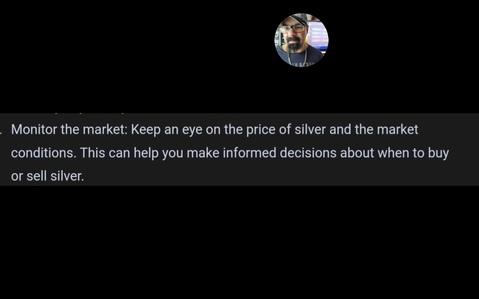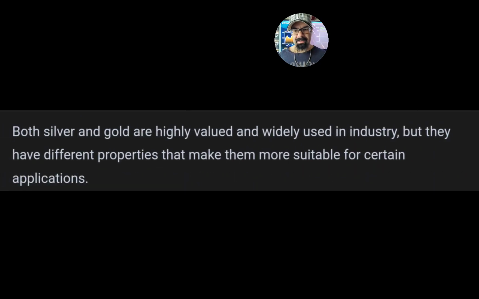Monitor the market. Keep an eye on the price of silver and the market conditions. This can help you make informed decisions about when to buy or sell silver. This is what we talked about before, and that's why, before we even got into this, we did the technical analysis, because you have to know the technical analysis before you can get into the rest.